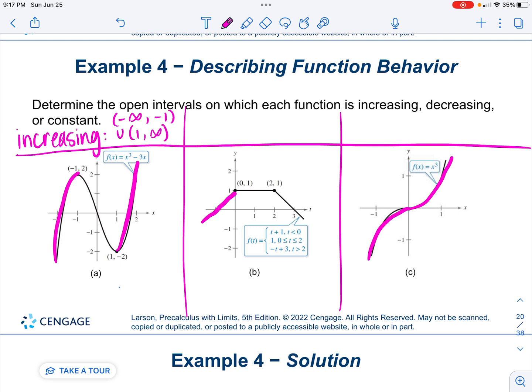I use all parentheses here because even though it's a closed dot at negative 1, 2, you can't contain negative 1 in your increasing interval. It's the maximum of the function. It's not increasing. It's only increasing up until negative 1. Also, when you describe function behavior, you're always going to look at the x-axis, not the y-axis. Here I would say negative infinity to 0. And then here I would say negative infinity to 0 and 0 to infinity.